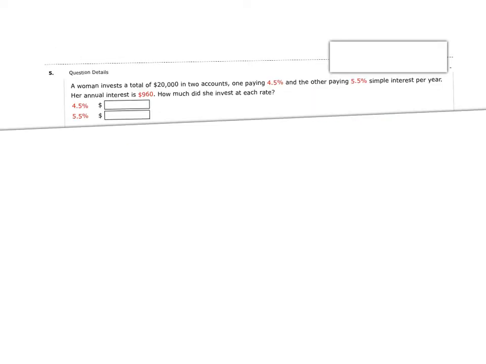All right, next up here, it says they're investing 20,000 into 2 accounts. So that already gives me, in my mind, an equation that says x plus y equals 20,000. Because I don't know how I'm splitting up these amounts, but I know that they add up to 20,000. One pays 4.5% interest and one pays 5.5%, and your annual interest is 960. So this other information is going to go in my second one.